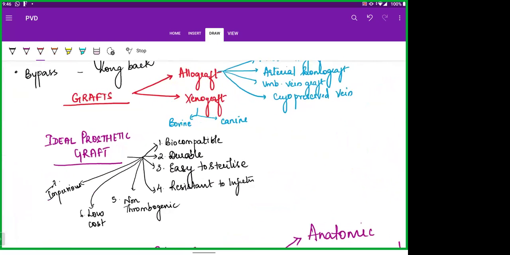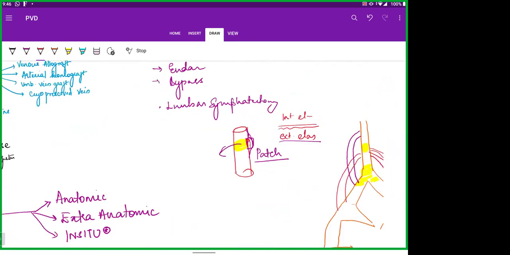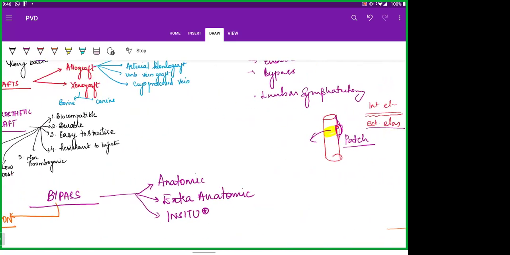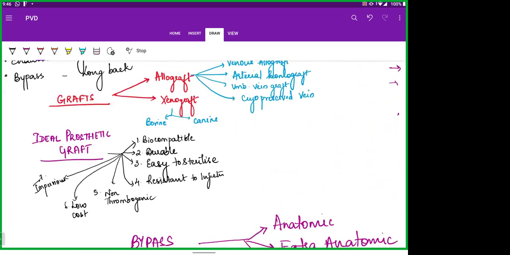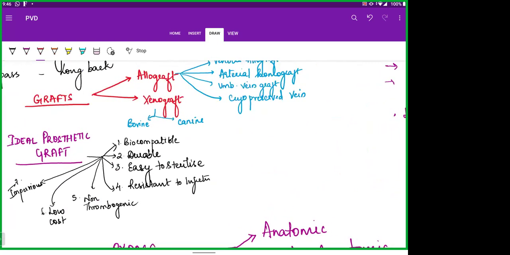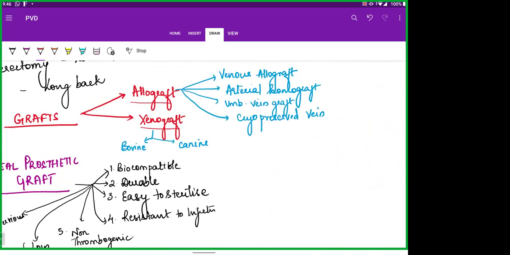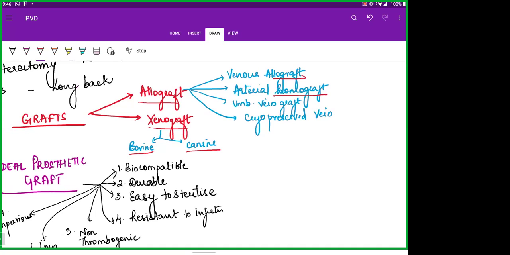In order to anastomose this part to this part, we need a graft, and there are so many types of graft. When we talk about graft per se, you will have an allograft and a xenograft. Xenograft, as you know, is from a foreign species, not ours, from bovine or canine species. So the preferred one is the allograft. Out of allograft, venous allograft is most preferred. If not, then arterial homograft, like your radial artery, or very rarely internal iliac, can also be used. Then there can be umbilical vein graft. These are the types of graft that we use.